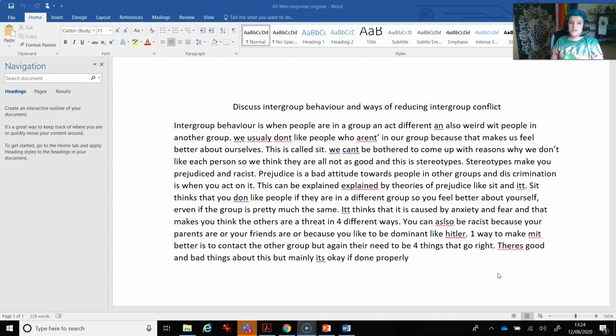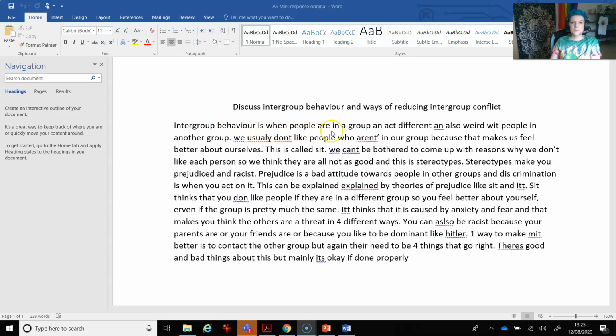So the essay is answering the question, discuss intergroup behaviour and ways of reducing intergroup conflicts. Now, the content of this essay is all correct, and it covers quite a lot of the basics of these theories. However, because of the way that it's written, it simply wouldn't get a very good mark. So let's have a look.